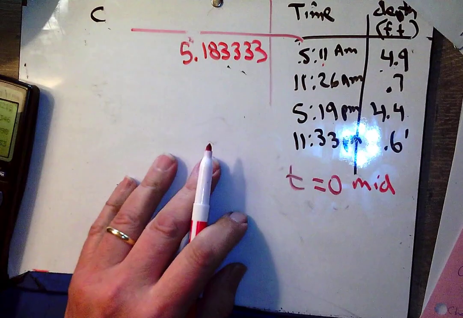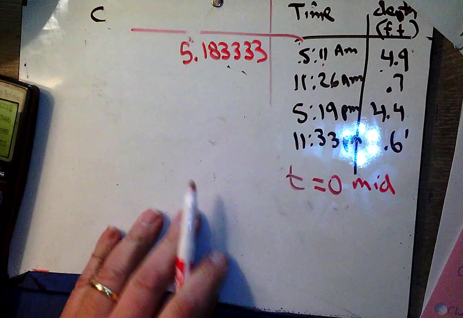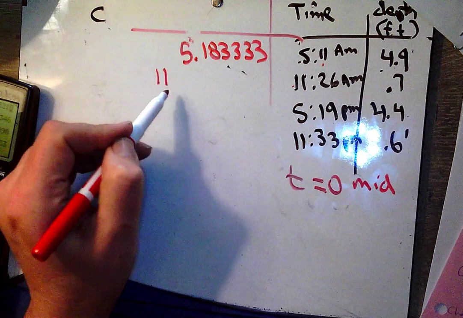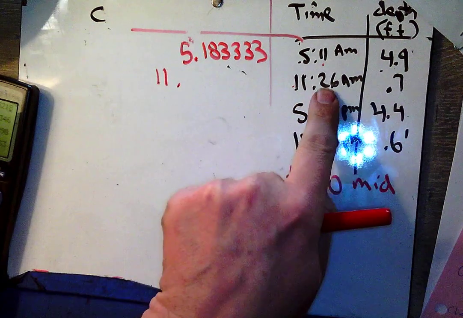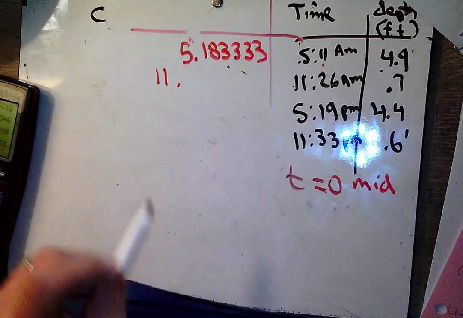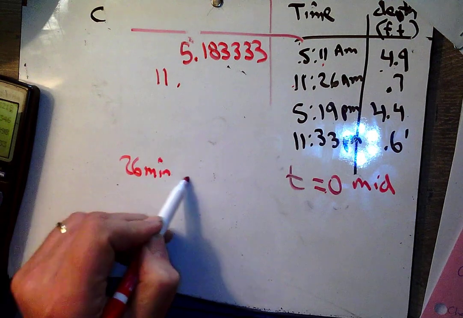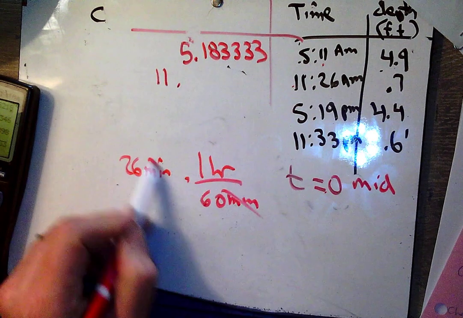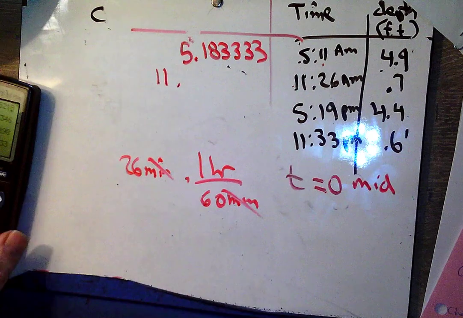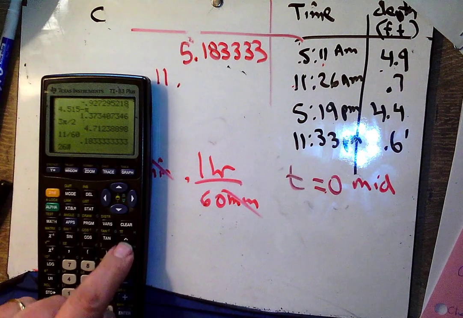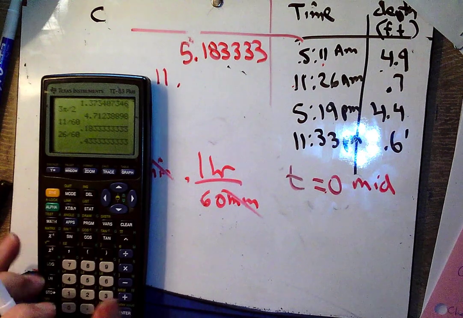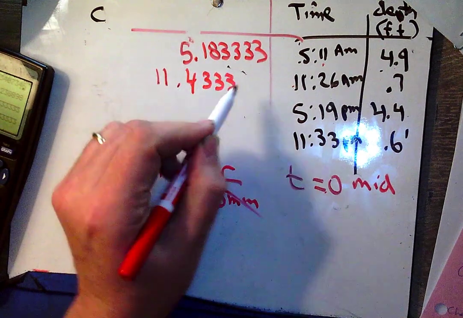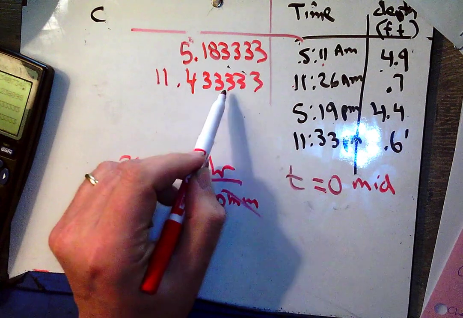Now what about 11:26? This is still 11 hours after midnight, so I'm going to start with 11. But I need to convert these 26 minutes into hours. Again, I take 26 minutes and multiply by 1 hour over 60 minutes. So I'm really just taking 26 and dividing by 60, and I get 0.433333.